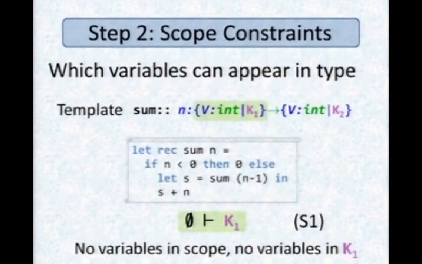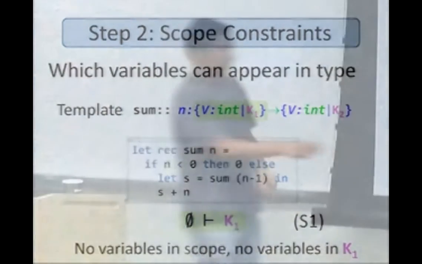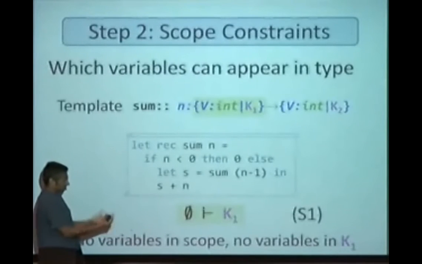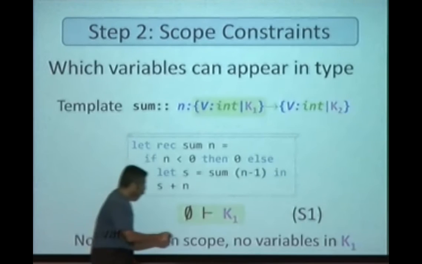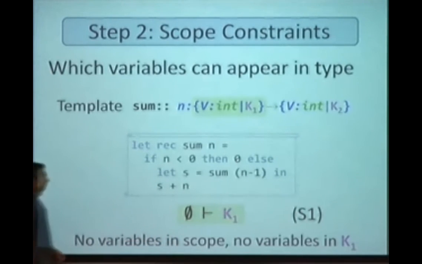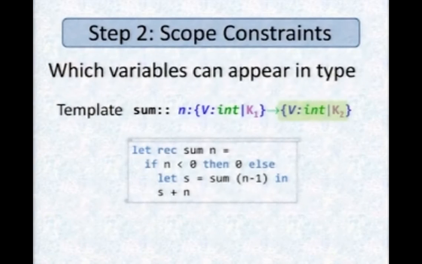So no variables in scope, nothing in K1, and so we have a scope constraint that says there are no variables. This is the environment in which K1 is, I don't know, described or evaluated. I don't know what the word is. But it basically says that there are no variables that appear in K1. Let's look at the postcondition, K2. When I'm talking about the output of this function, n, the input, is in the environment.